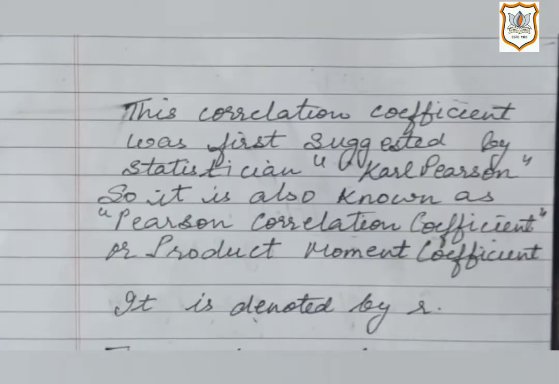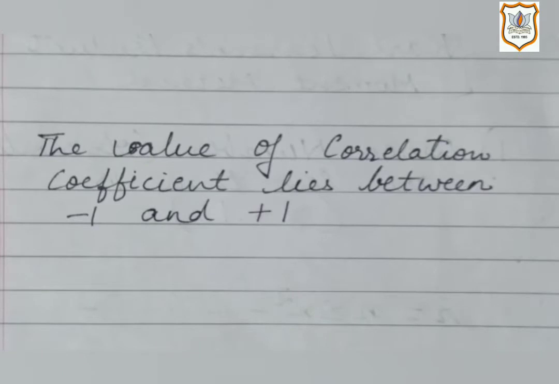This correlation coefficient was first suggested by statistician Karl Pearson. So it is also known as Pearson coefficient or Pearson correlation coefficient, that is, product moment coefficient. It is also denoted by r. The value of correlation coefficient always lies between -1 and +1. Depending on the value of correlation coefficient, we can find the strength of correlation. Here the strength means positive, negative or zero correlation.